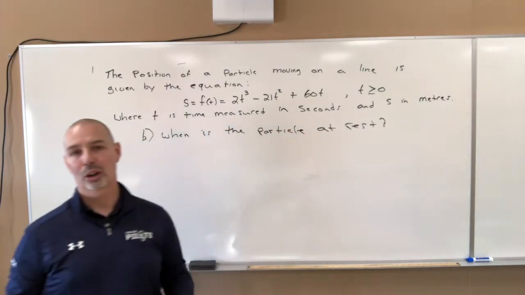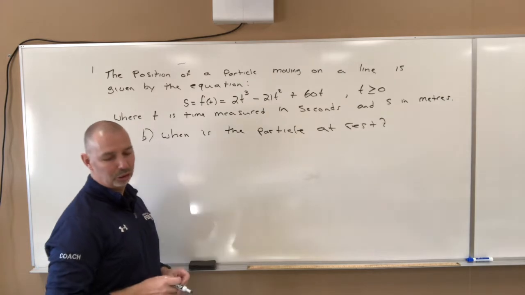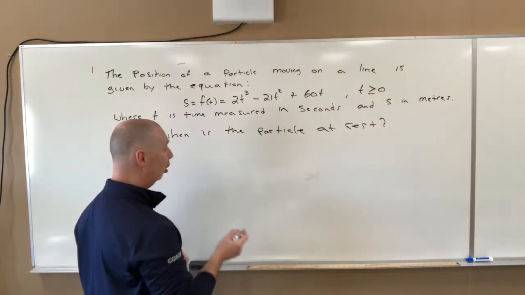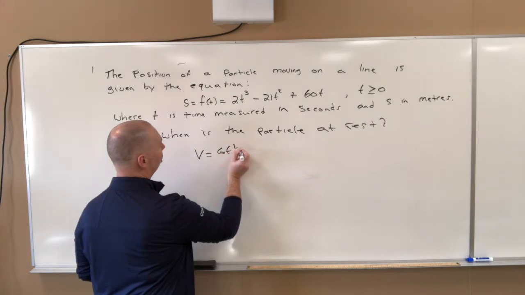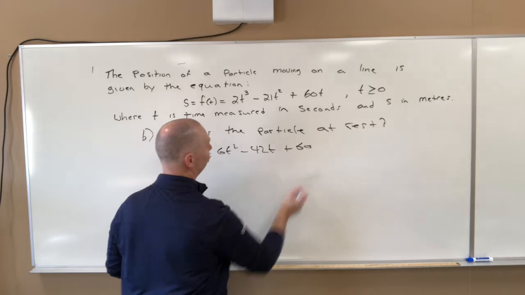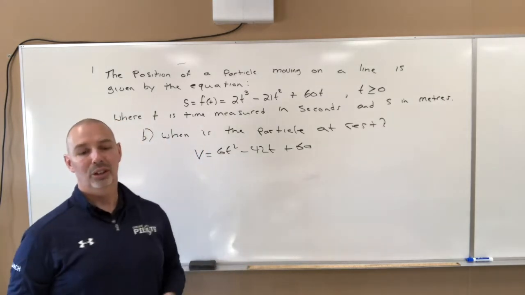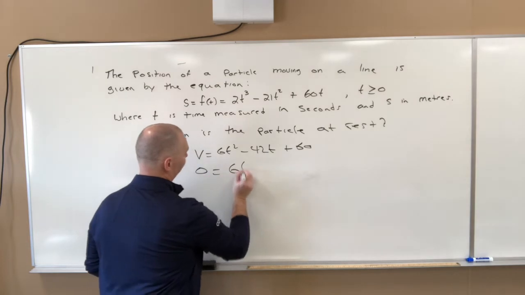Well, when a particle's at rest, that means its velocity is equal to 0. So we're going to take that equation that we just found for velocity and we're going to make it equal to 0. So we had the velocity equaling 6t squared minus 42t plus 60. And in order to make this equal to 0, we are going to want to factor this.